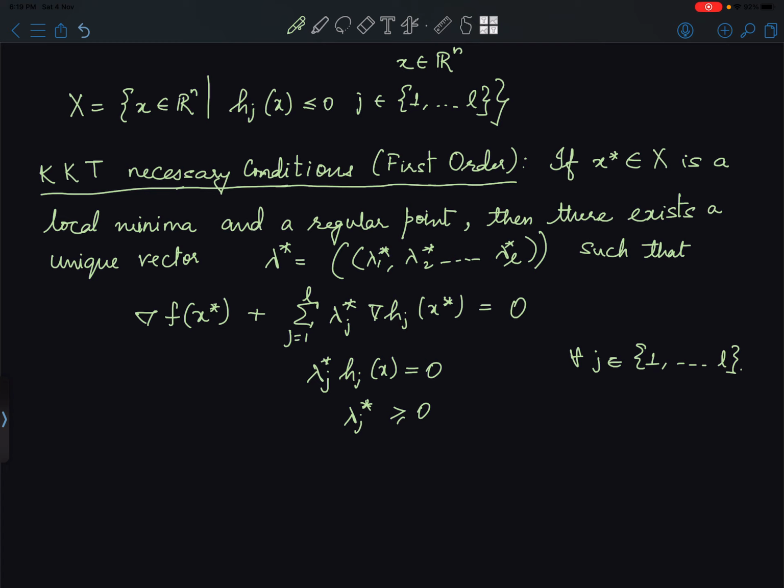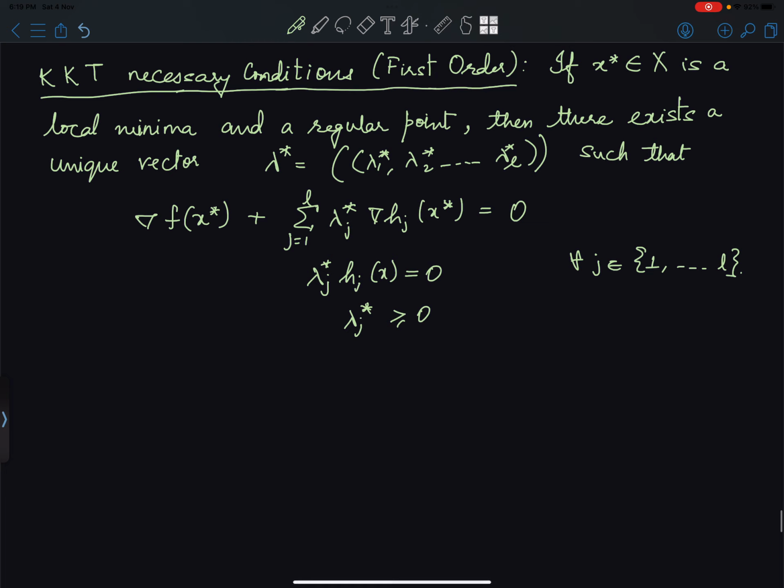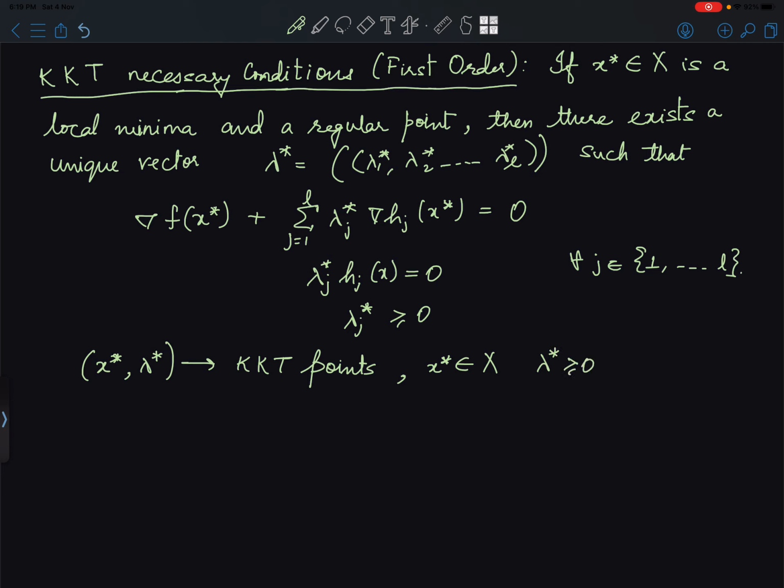Okay, so basically what we'll call the KKT points is the set of these two vectors, x* and λ*, where x* belongs to the constraint set and λ* is greater than or equal to 0.